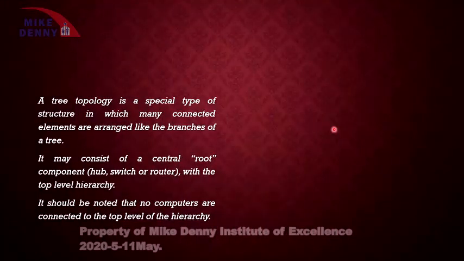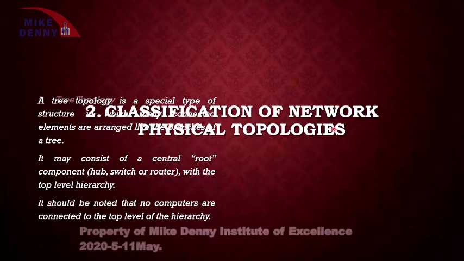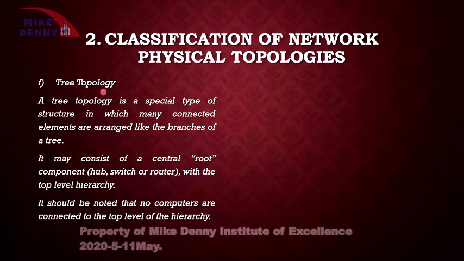Okay, we're going to move to the next one, what we call tree topology. A tree topology is a special type of structure in which many connected elements are arranged like the branches of a tree. It may consist of a central root component, it could be a hub, a switch, or a router, with the top-level hierarchy. It should be noted that no computers are connected to the top level of the hierarchy, and this is very important.